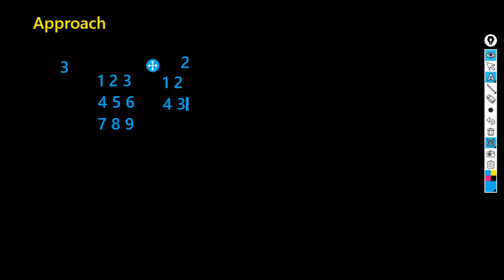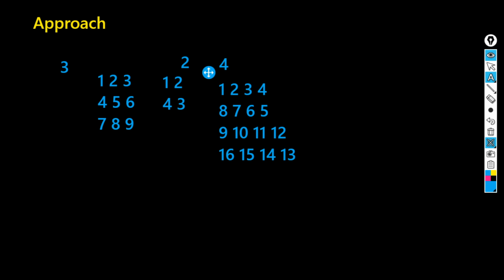So we got the answer for 2. Now we will check for 4. For 4, what will it be? It will be 1 2 3 4. So this is the solution for n equals 4. Now if we see the diagonals, we have all the diagonals with only even or only odd numbers. So how will we do this using code?